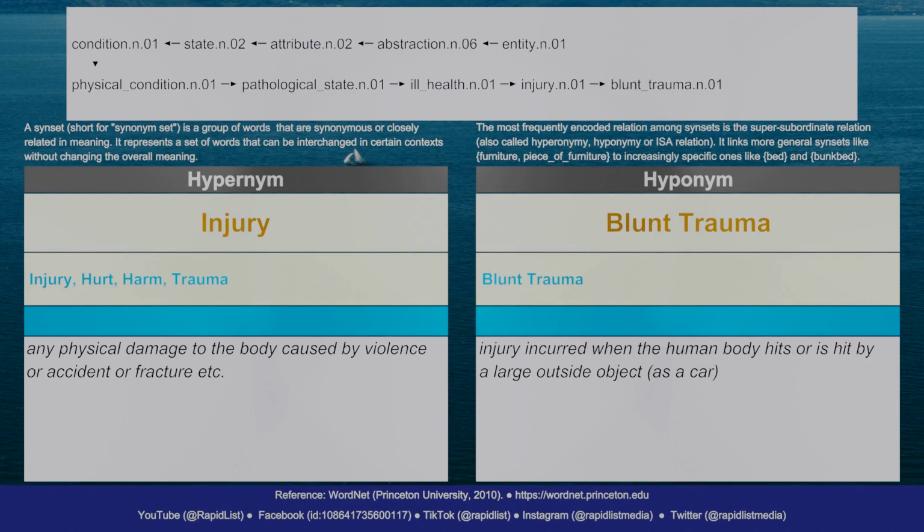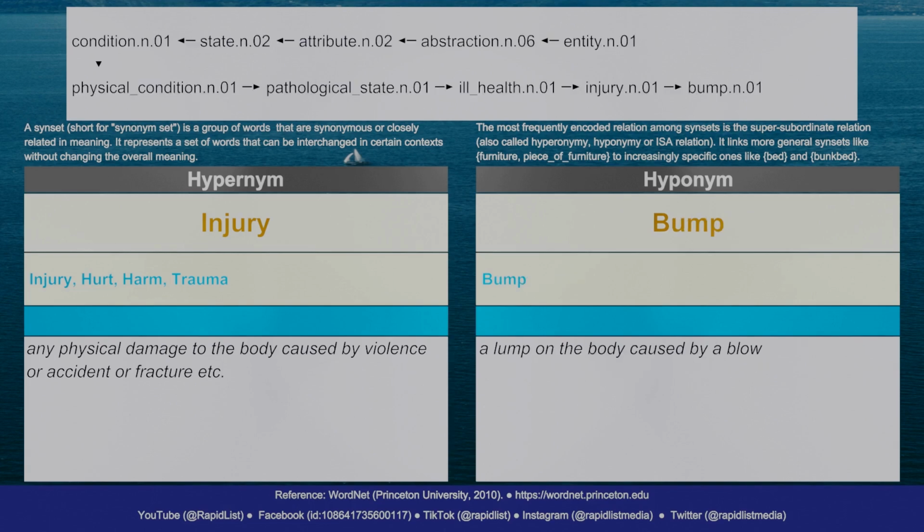Blunt trauma. Injury incurred when the human body hits or is hit by a large outside object, as a car. Bump. A lump on the body caused by a blow. Burn. An injury caused by exposure to heat or chemicals or radiation.